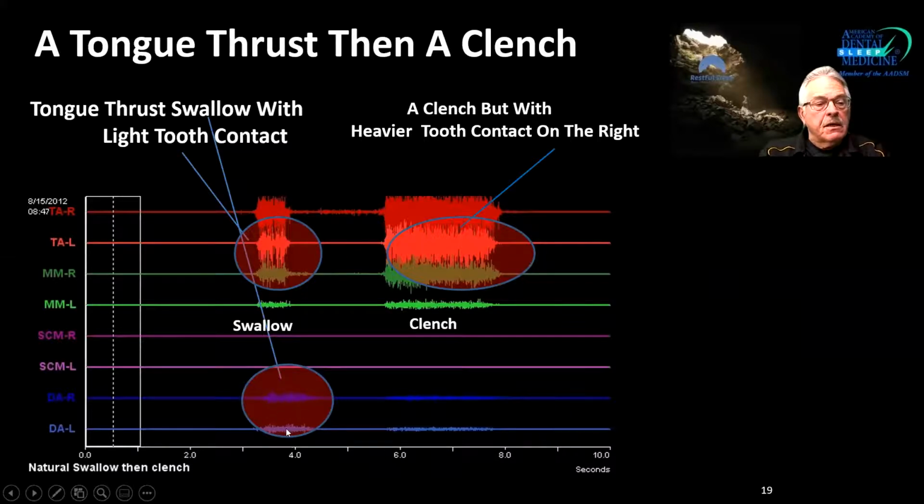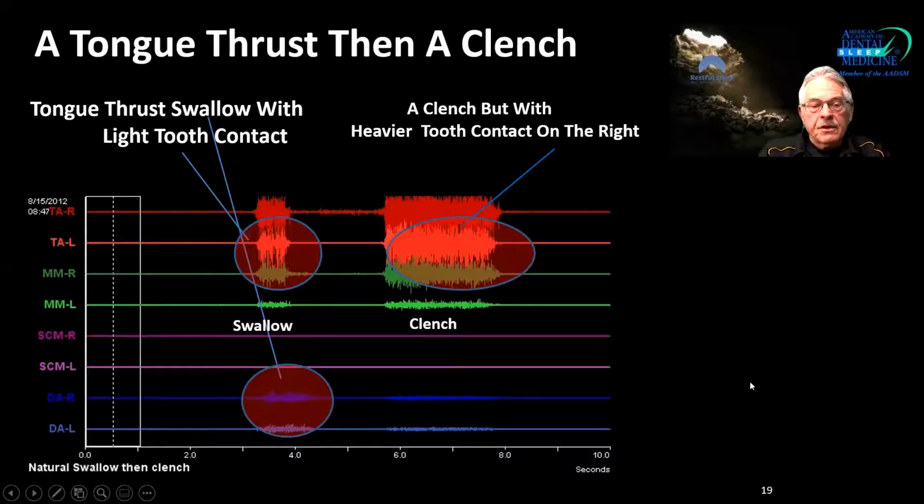But you can tell that here is the digastric muscles functioning. Here is the masseters and temporalis functioning, and here is the patient under clench. So this patient clearly has a tongue thrust. They do not have solid tooth contact when they swallow. They have the tongue in between the teeth, and we verify that by the difference in forces that they can put on when they clench.